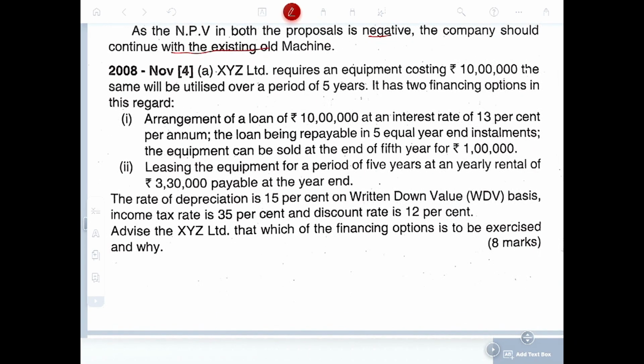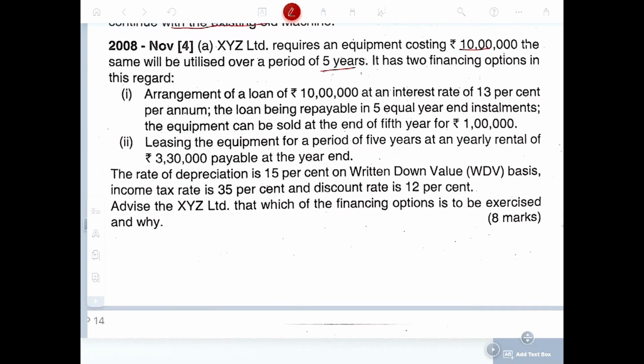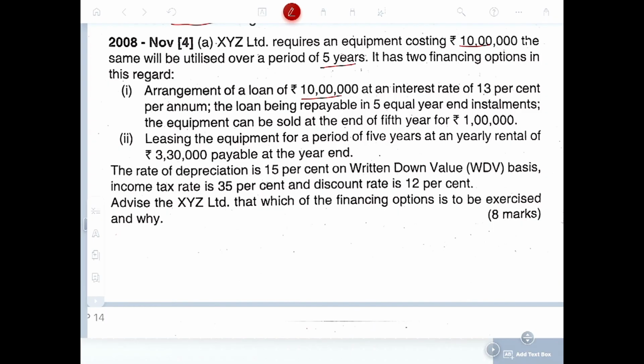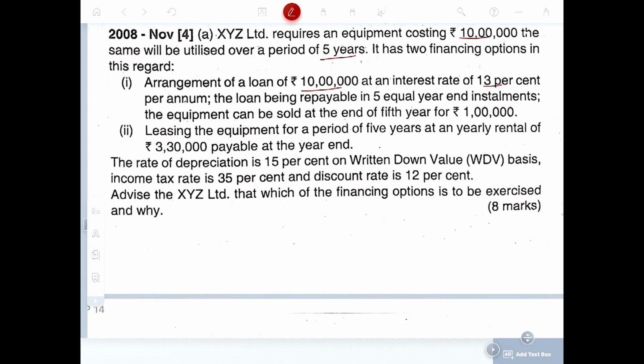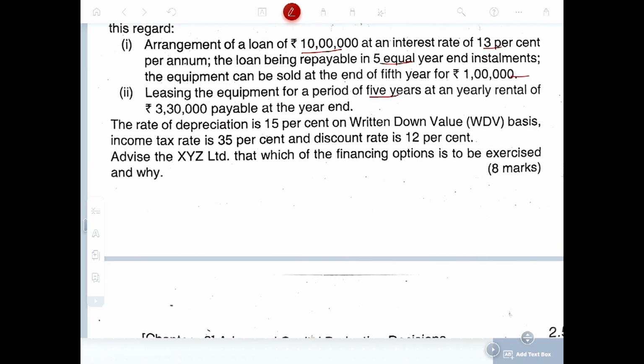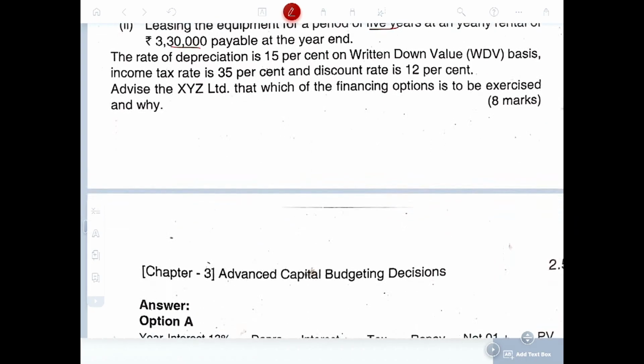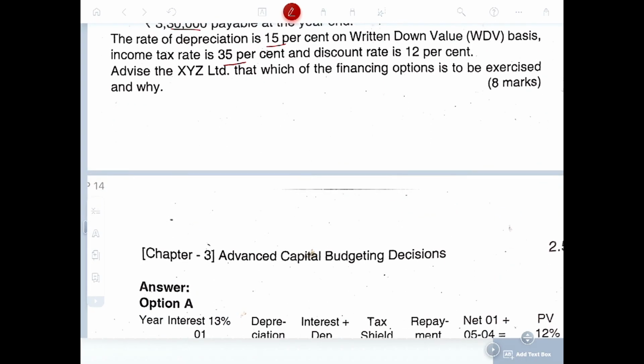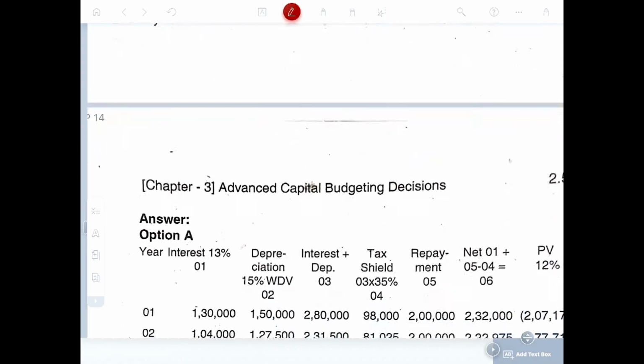XYZ Limited requires equipment costing 10 lakhs, to be utilized for 5 years. There are two financial options. Arrange a loan for 10 lakhs at interest 13% per annum. The loan may be repaid in 5 equal annual installments, and the equipment can be sold at the end of 5 years at 1 lakh rupees salvage. Or leasing the equipment for 5 years with yearly rental of 3,30,000 payable at the year end. Rate of depreciation 15 percentage, income tax 30 percentage, discount at 12 percentage.